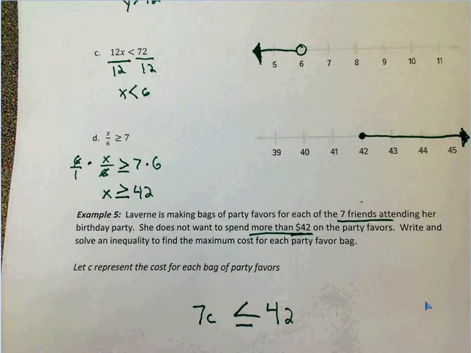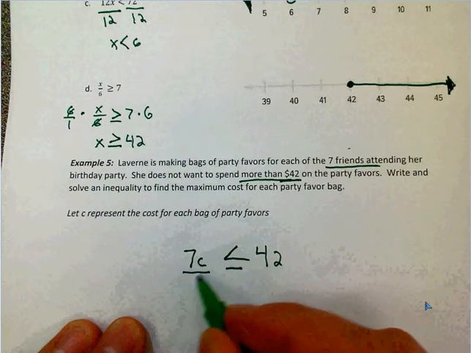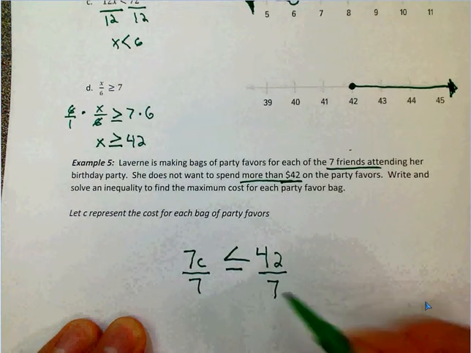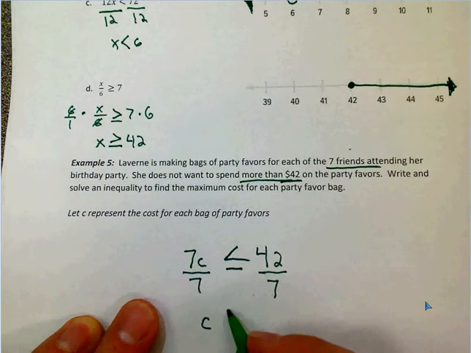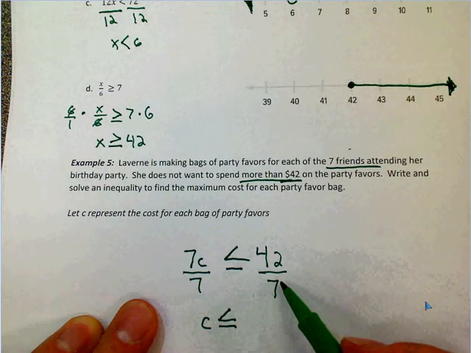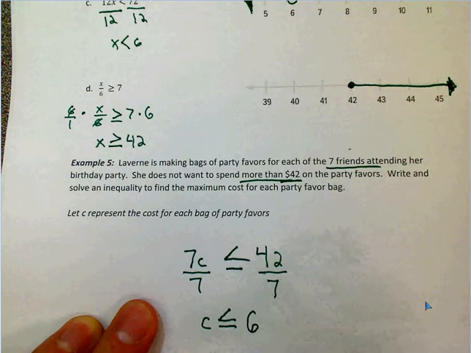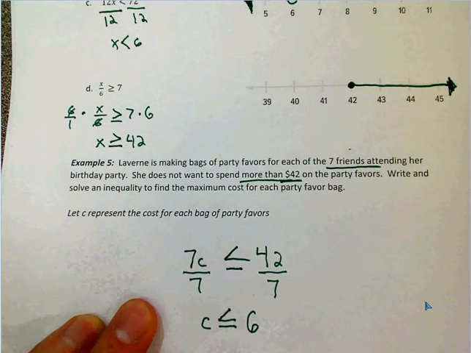So that's our multiplication inequality. So we're going to divide both sides by 7. So we have C is less than or equal to 42 divided by 7, which is 6. So she can spend at the most $6 per bag.